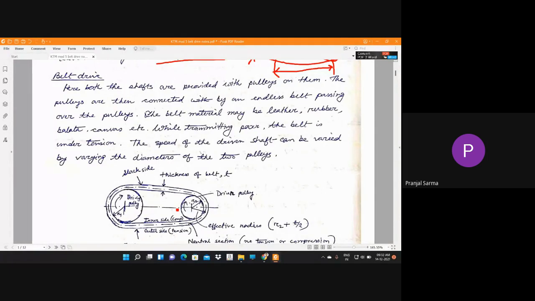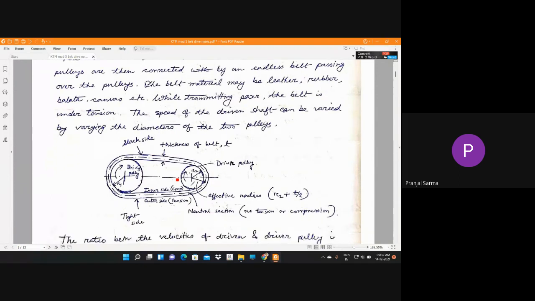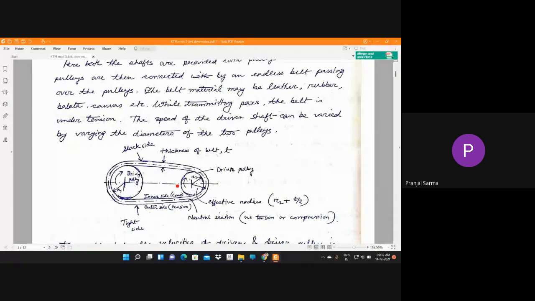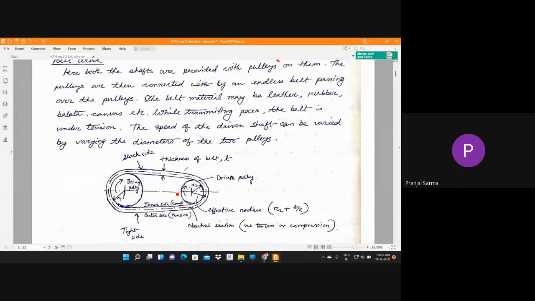Okay, and this belt of thickness T. So this is on the body. Now here, there will definitely be the driver as well as the driven shaft, and onto those shafts we are mounting the pulleys. Both the shafts, the driver and the driven, are provided with pulleys on them. These pulleys are then connected by an endless belt which passes over the pulleys.